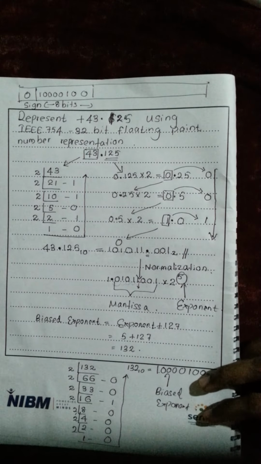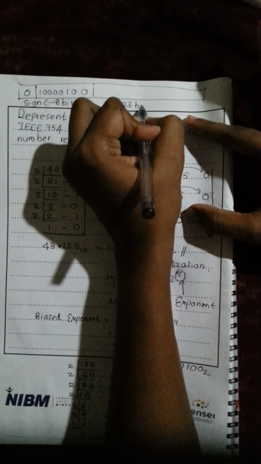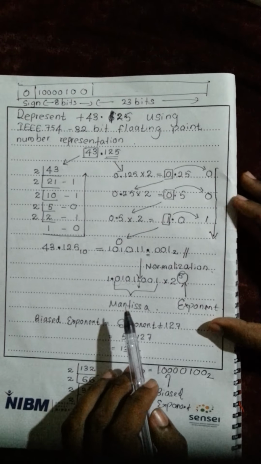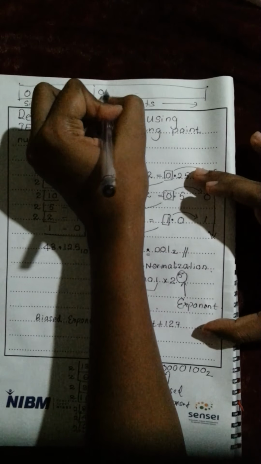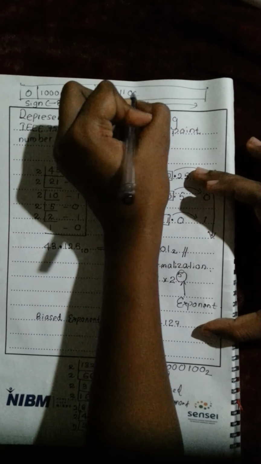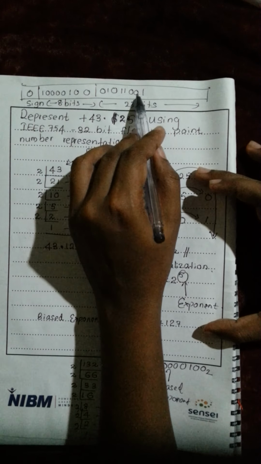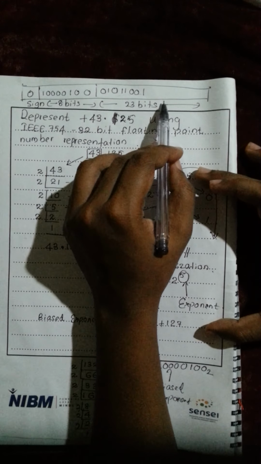Next, within the 23 bits I need to store the mantissa. What is the mantissa now? This one is the mantissa: 0 1 0 0 1 0 1 1 0 0 1. I wrote only 8 bits, 1 2 3 4 5 6 7 8, so I have 15 more bits remaining. I just fill all these 15 with 0.